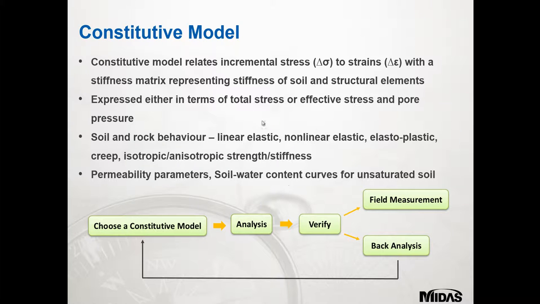So just talking about the constitutive model. The constitutive model relates the incremental stress and the incremental strains, with a stiffness matrix representing the stiffness of the soil and the structural elements. So the structural elements within the model, whether they be the beams or the shotcrete, anything like that. It's expressed either in terms of the total stress or the effective stress or the pore stress of the soil or the water, well, effectively the water pressure.